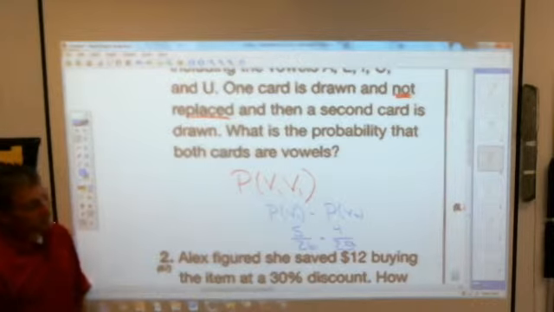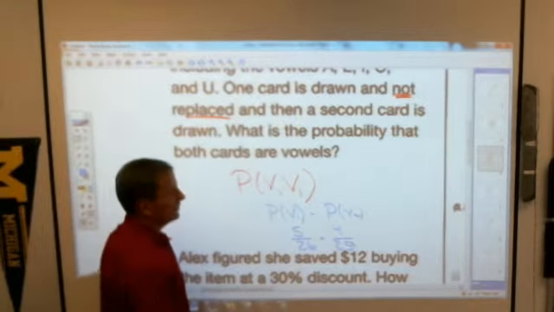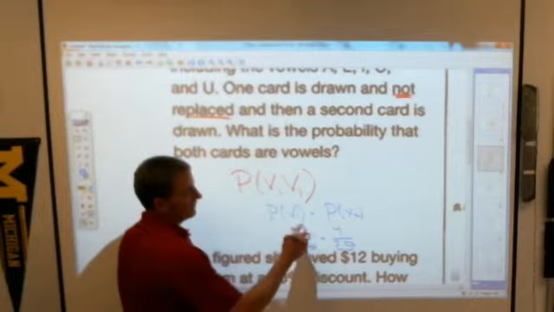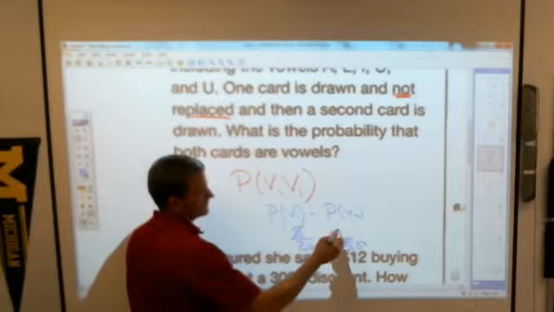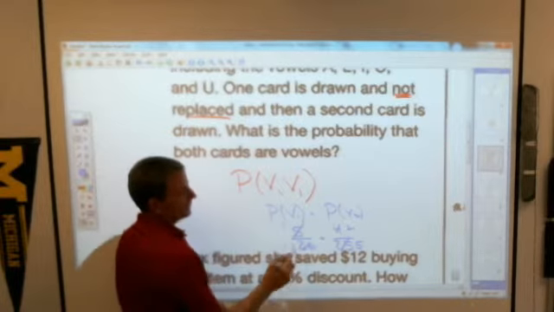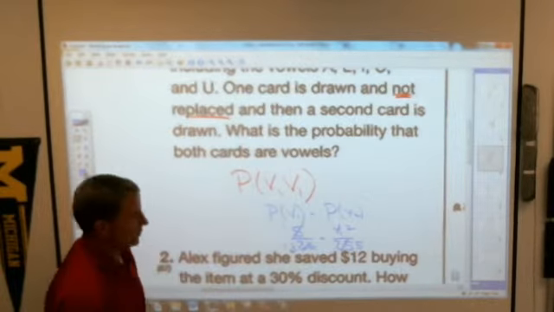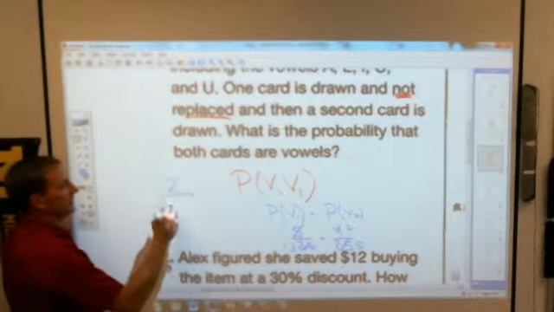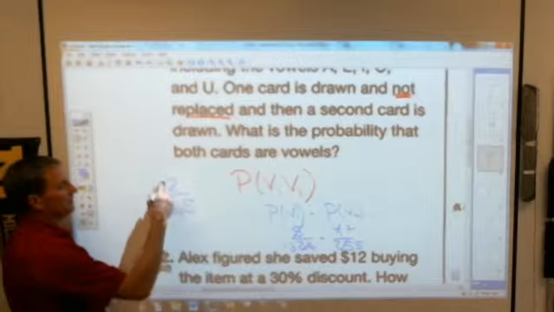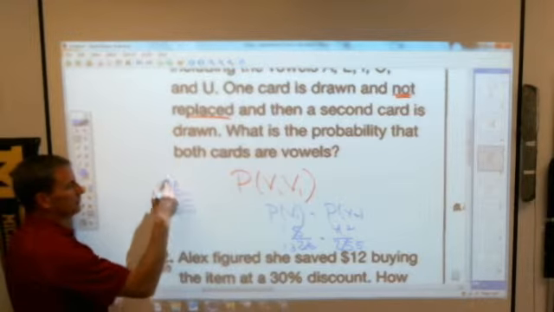Please make your life easier by cross-canceling before you do that because you don't want to have to reduce all that. 5 goes into 5 once and 25 5 times. Cut this in half, you get 2. Cut this in half, you get 13. And when all the smoke clears, you end up with 2 times 1 on top, 13 times 5 on the bottom. Your probability of picking 2 vowels in a row.